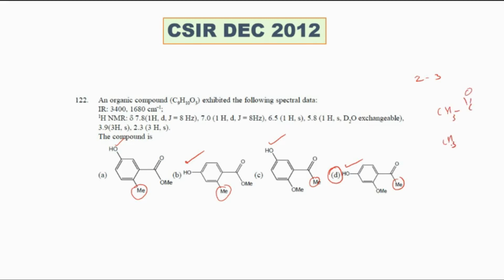A methyl attached to a benzene ring is also 2.3. A methyl attached to an alkene is also 2.3. And the alkyne hydrogen is also 2.3. So with just 2.3, I cannot say that I have this one. It can be all the four cases.